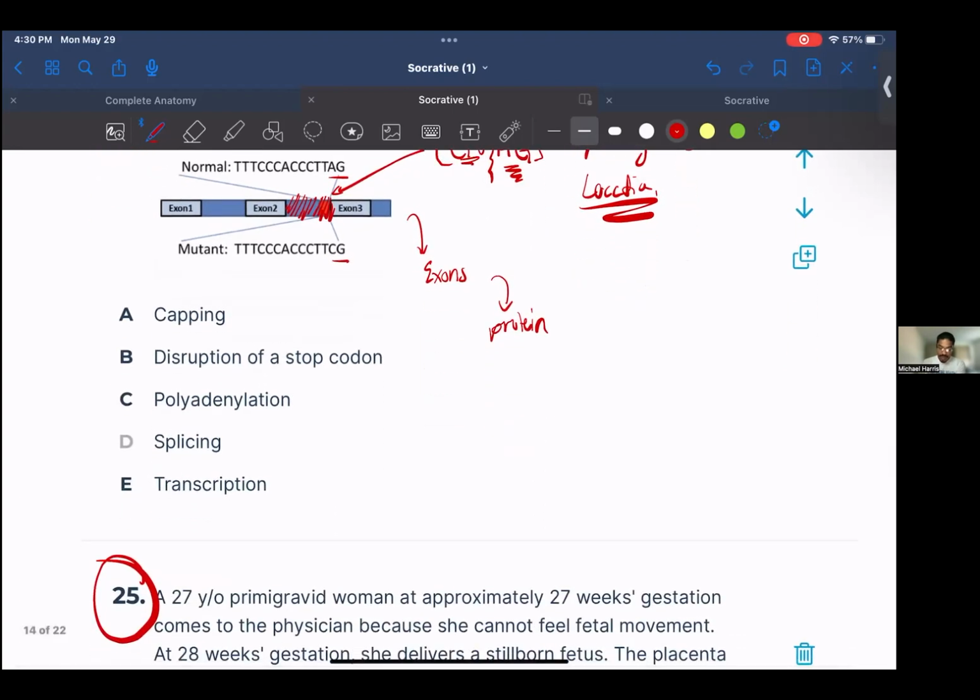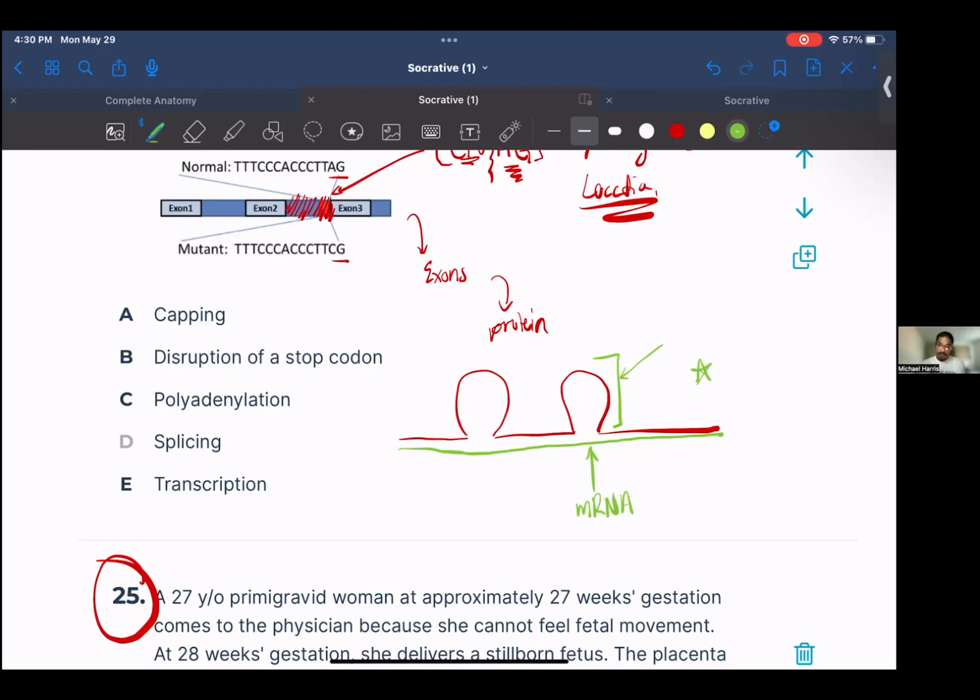I've even seen questions where they show you an image that looks like this. And then they ask you, what the heck is this? These are those introns that have been spliced out of this guy, which is the actual mRNA now. Okay? This is another way that they can throw it at you. Any questions on that?